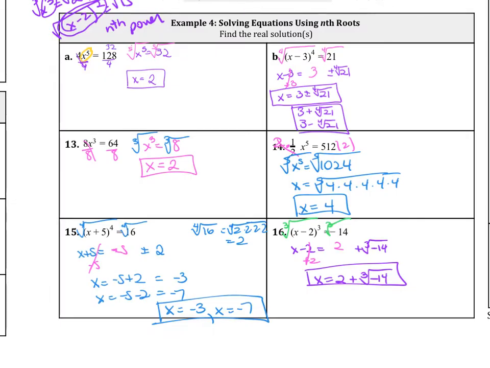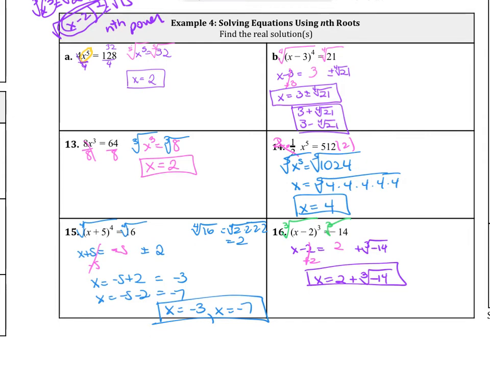All right, if you tried this out, number 13, you would get x equals 2. You divide by 8 first, then take the cube root of both sides. Number 14, in order to get rid of the fraction, you multiply by the reciprocal. So we're multiplying by 2 on both sides, and therefore you have x to the fifth equals 1,024.